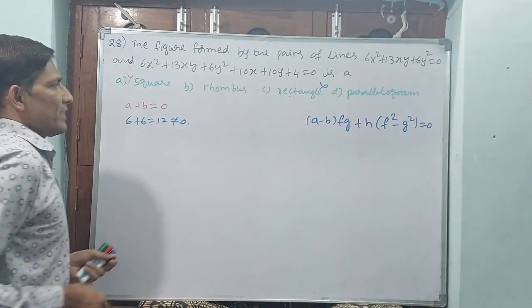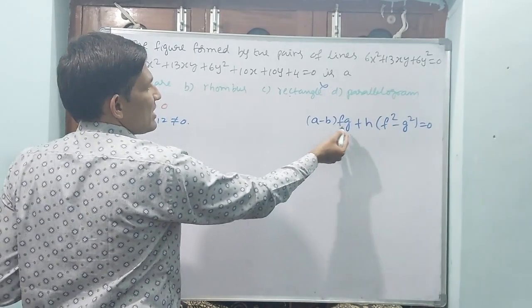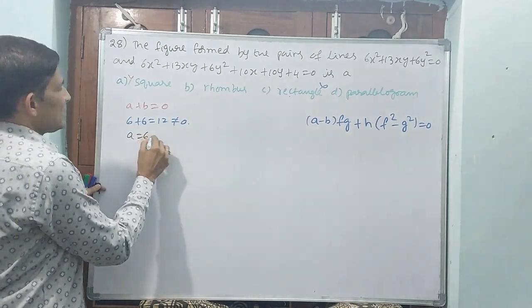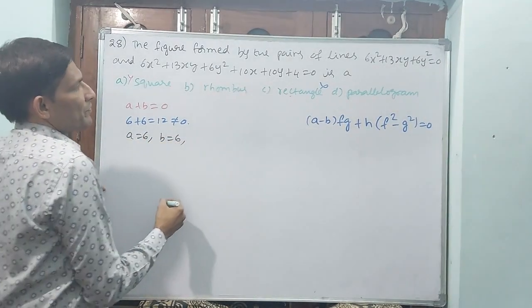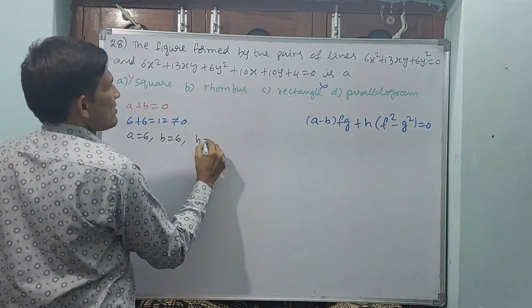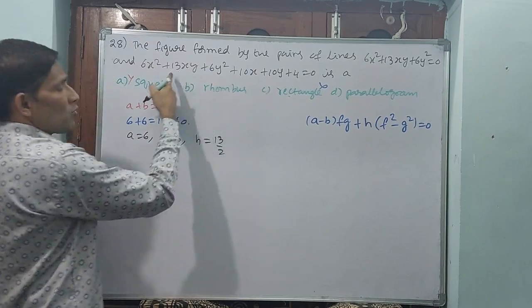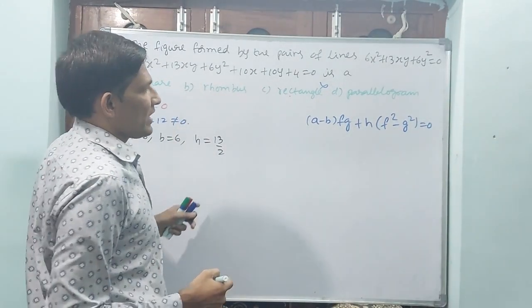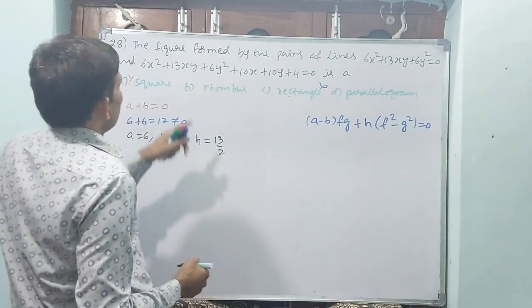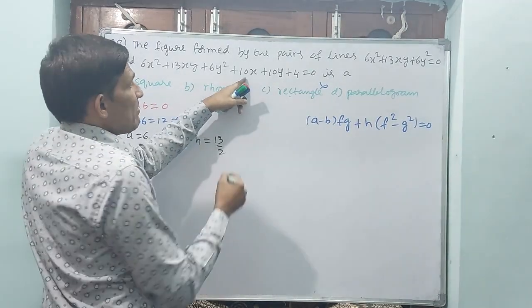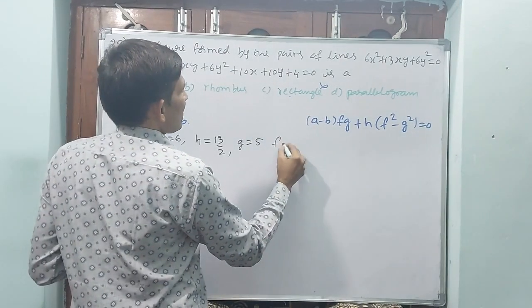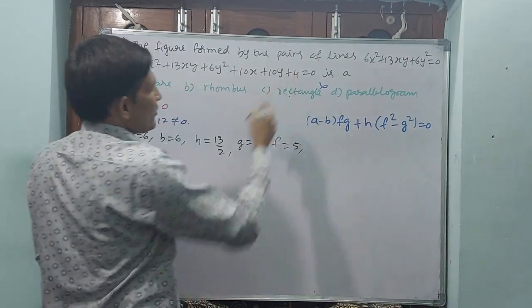Rhombus you can try. Before trying rhombus, A, B, F, G, H and all you have to write. A you know 6, B you know 6, H: 2h is 13, h is equal to 13 by 2. And f, g: g will be 5, F also 5. C is not there, that is why you don't require to write 4.